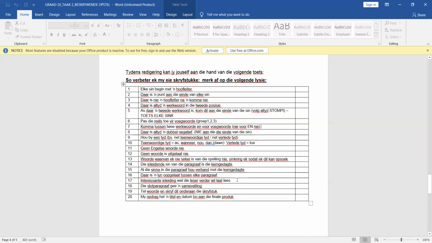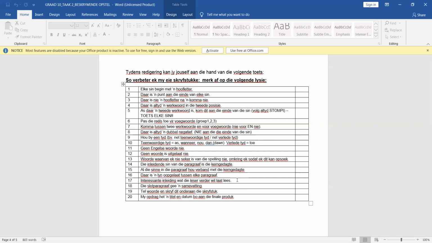There are commas between two verbs and before voegwoorde, before conjunctions. There's always a double negative. So if you are using nie, remember at the end of the sentence there must also be a nie.